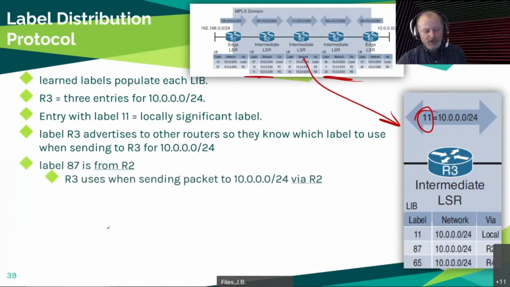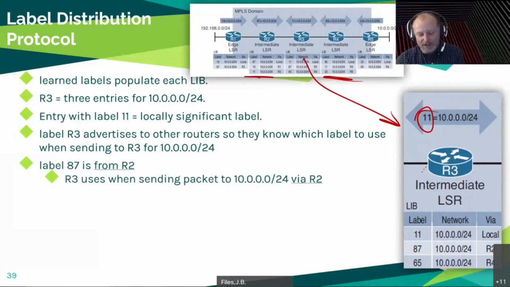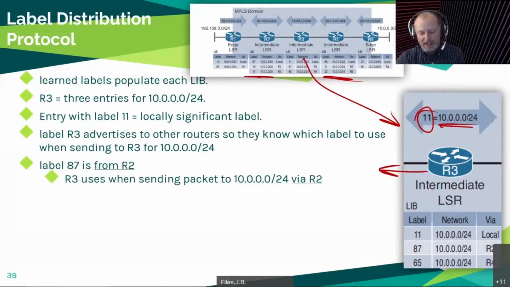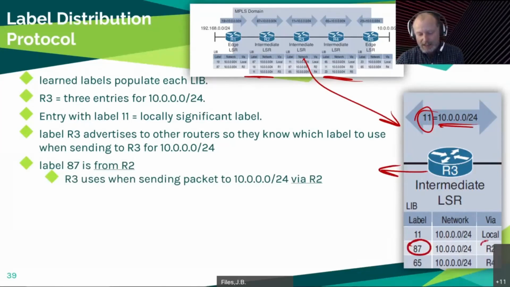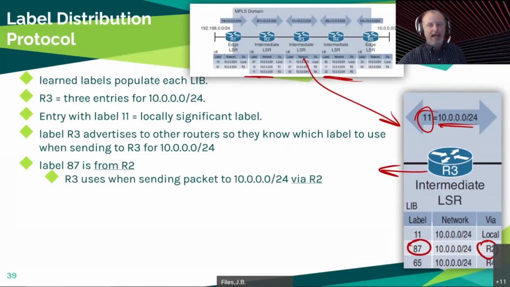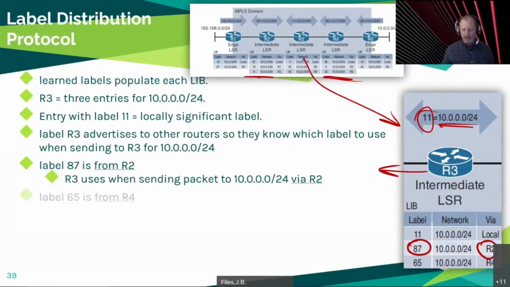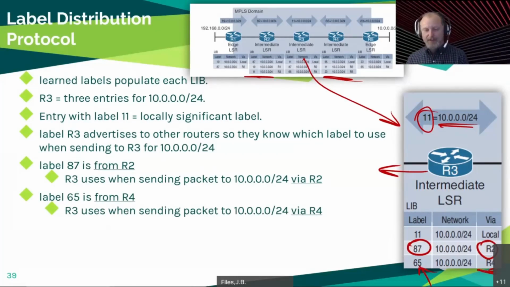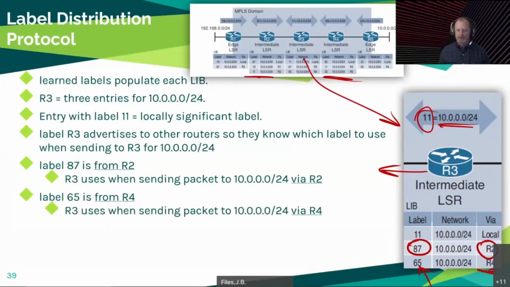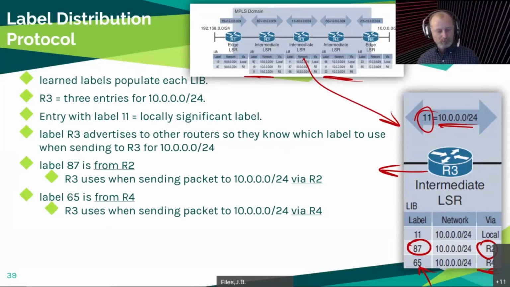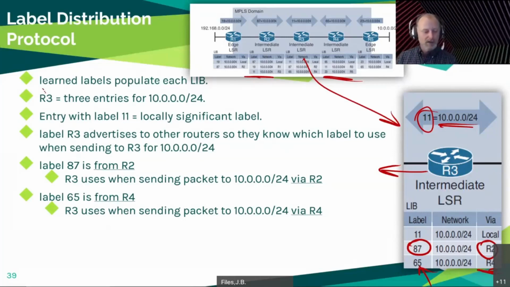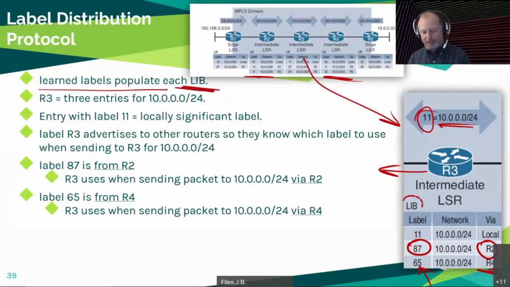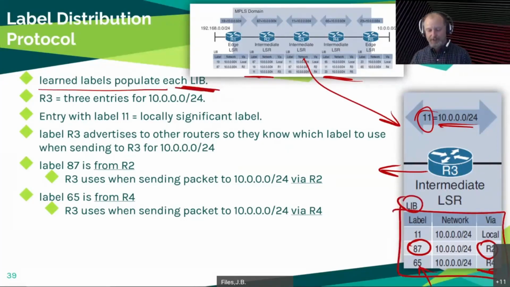R3 also knows that if it were to send a packet via R2 to get to the 10 dot network, it would need to label it as 87. Alternatively, it would need to label it as 65 for R4. So all of these populate the label information base. So this is the label information base.